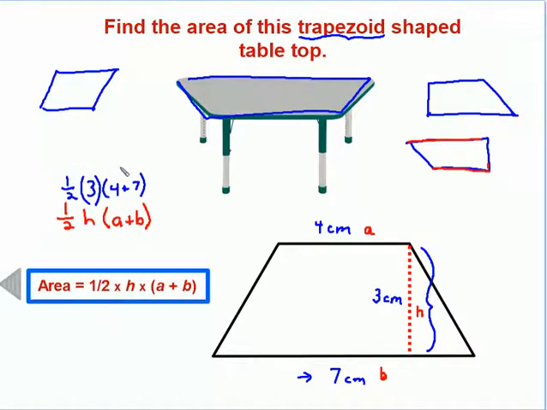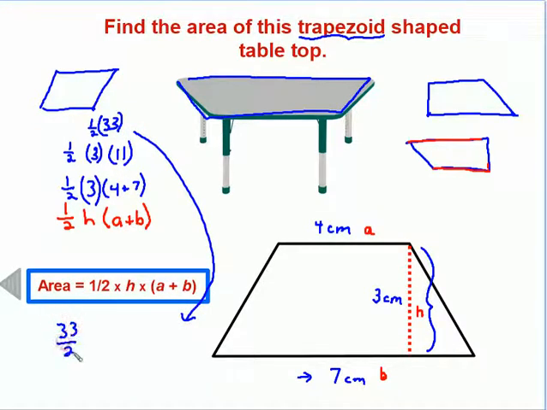Now remember, we've got to add first. Remember, we've got these guys in parentheses, and PEMDAS says parentheses come first. So 7 plus 4 is 11. Then we're going to multiply 11 by 3 and multiply that by 1/2. 11 times 3 is 33. We'll multiply that by 1/2, and that means to simply divide it. Now, 33 is an odd number. So I'm going to bring it down here: 33 over 2, or 33 divided by 2.